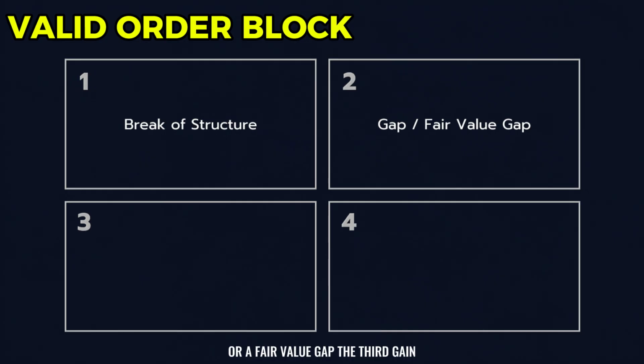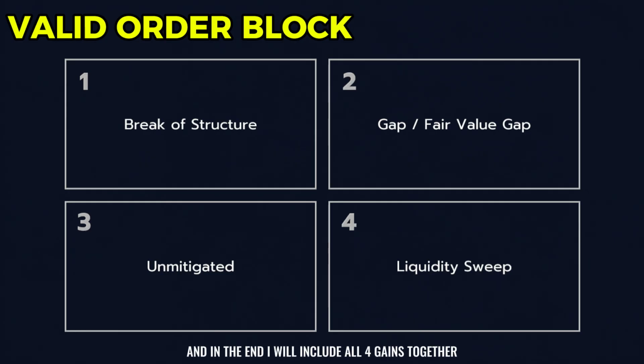The third is that an order block should be unmitigated. That is, this order block should not have been used already. If the order block has been used, it will be considered not profitable. And finally, a good order block should have a liquidity sweep around the order block. I will take you through each criterion, and in the end, I will combine all 4 together, and let's check which order blocks have all 4 criteria or not.